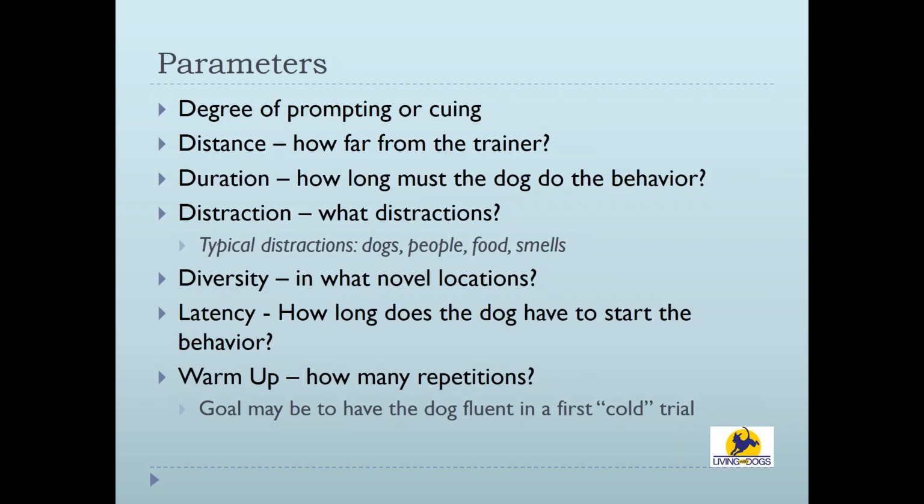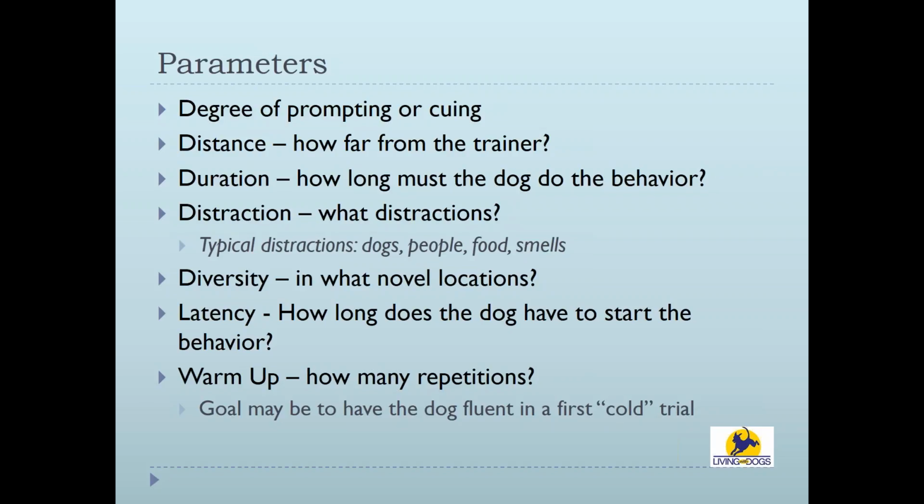Movement in the vicinity: people and dogs moving, playing tug, playing ball, whatever. Diversity: I've added this one to most of my training because I need to make sure that my dogs can work in new places.